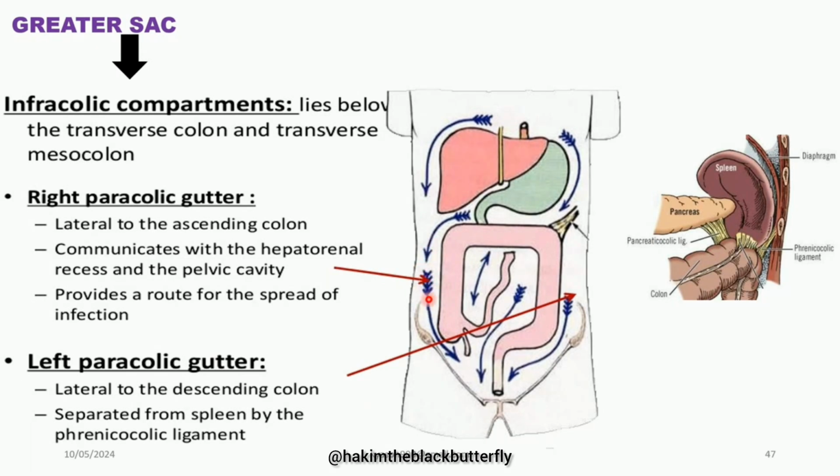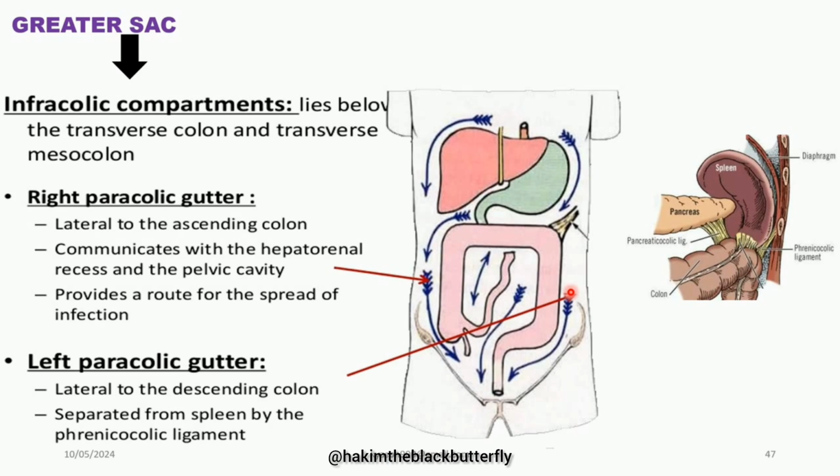This right paracolic gutter is a pathway that is always going to allow fluids to flow from the abdomen down into the potential spaces of the pelvic cavity, for example, the pouch of Douglas in women. So fluids mostly use that path. It's also a path that can allow spread of infections either from the pelvic cavity up into the abdominal cavity or from the abdominal cavity down into the pelvic cavity.